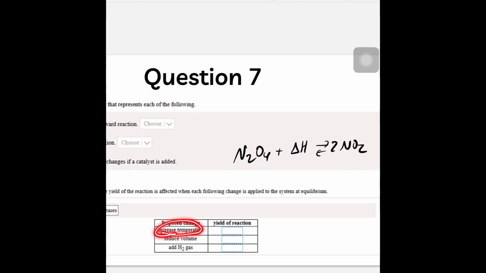Now, if I increase the temperature, since it's an endothermic reaction, an increase in delta H will shift the reaction to the right because the system wants to decrease delta H. Since it's shifting to the right, there will be an increase in NO2, which is the product, so the yield will increase. So the first one, the yield of the reaction increases. Now, the second question was, reduce the volume.